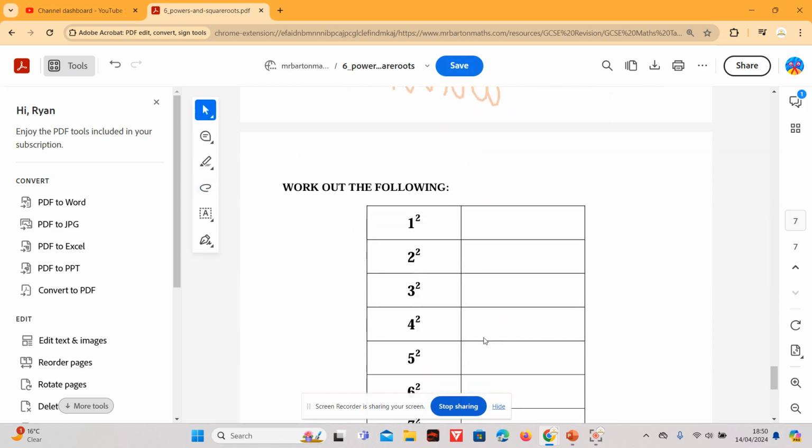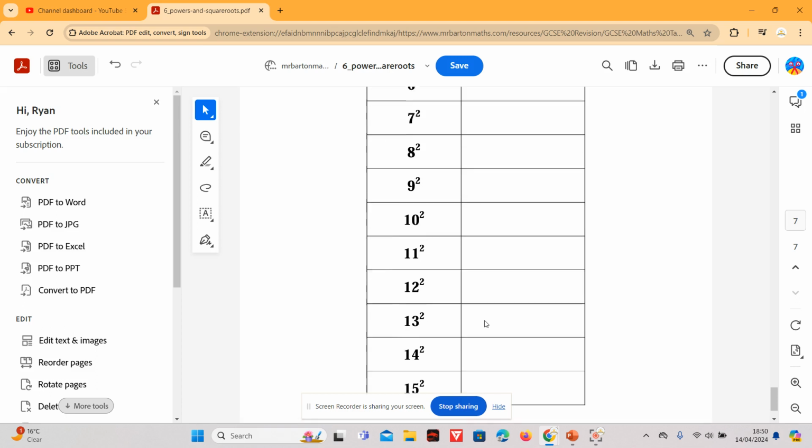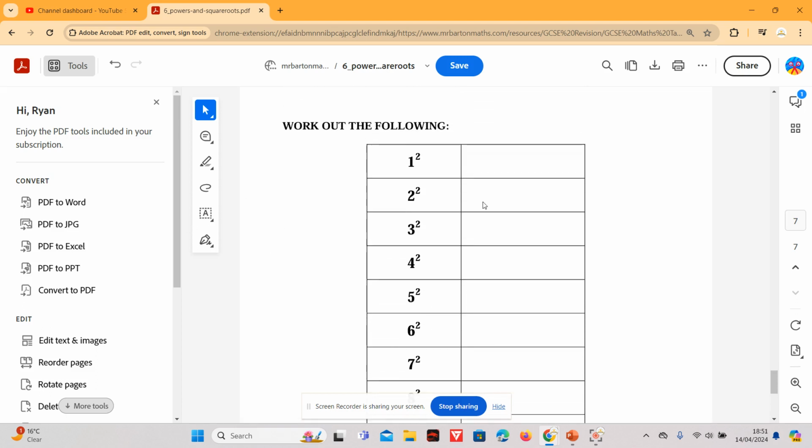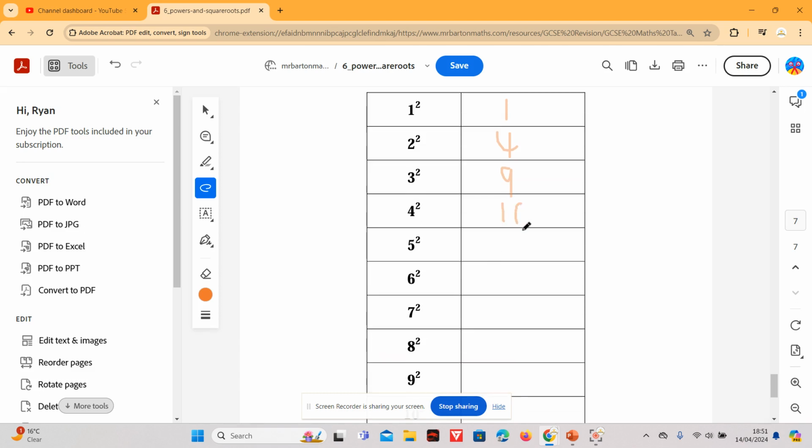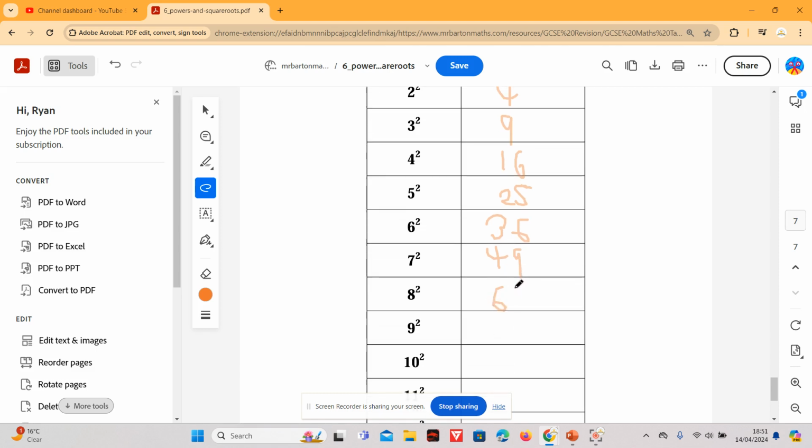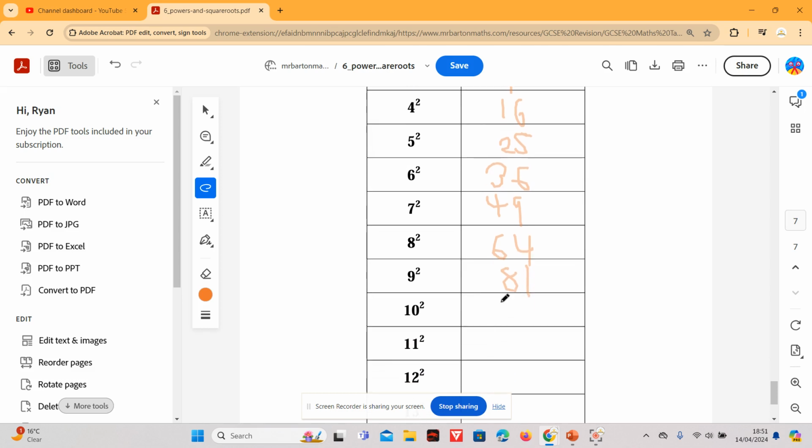Okay, and the grand finale for this is working out the squares of all these numbers. So we know that 1 squared is simply 1. 2 squared is 4. 2 times 2. 3 times 3 is 9. 4 times 4 is 16. 5 times 5, 25. 6 times 6, 36. 7 times 7, 49. 8 times 8 is 64. 9 times 9 is 81. 10 times 10 is 100.